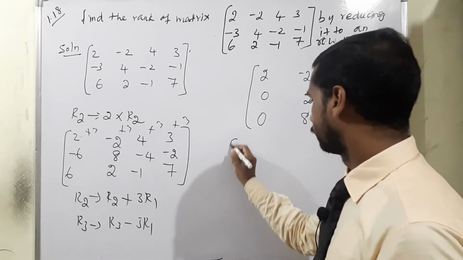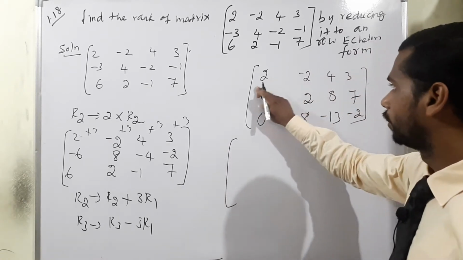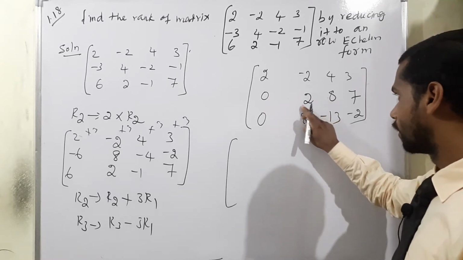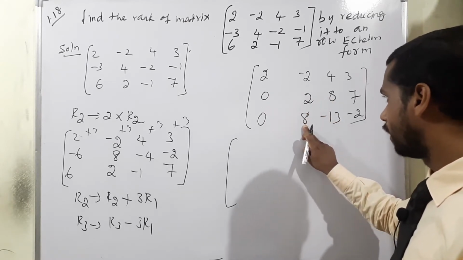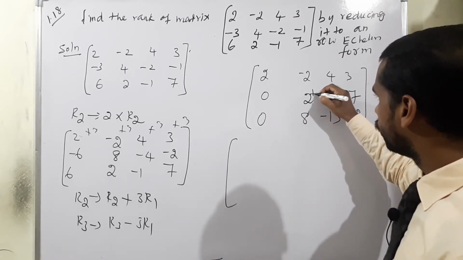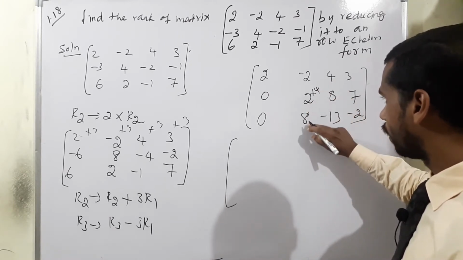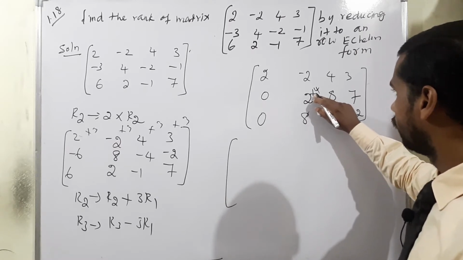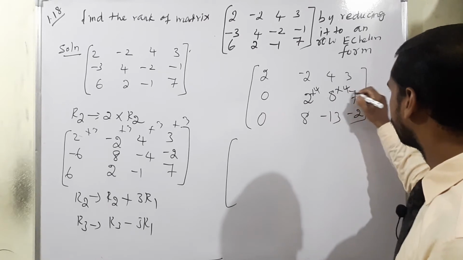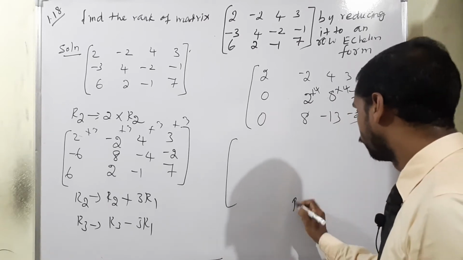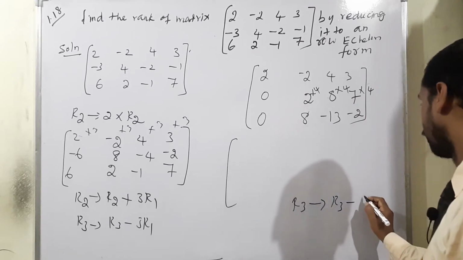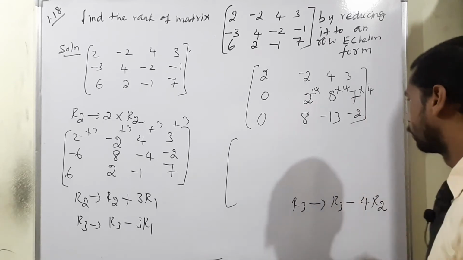So next, the first one, when starting the non-zero digit, under the term is 0. Next one, starting the non-zero digit 2 is there. Under the term we have to make 0, but 8 is there. What we have to do? Comparing R3 and R2, 2 into 4 is 8. Therefore 8 minus 8, value will be 0. Therefore each and every term of row 2 is multiplied into 4, isn't it? Therefore completely R3 minus 4 into R2.